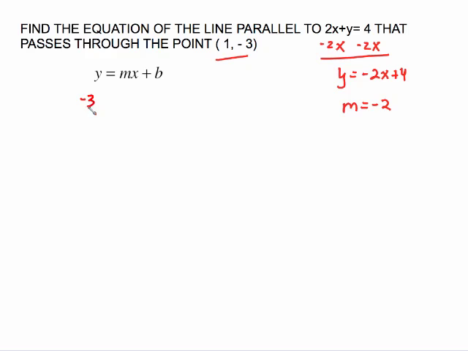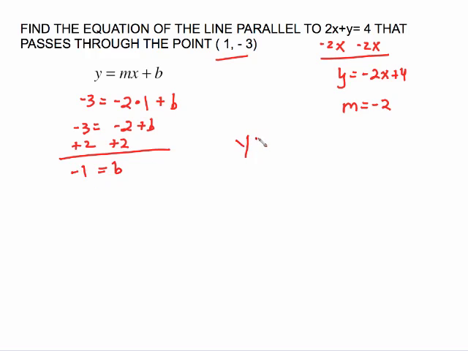So -3 equals the slope of -2 times 1 plus b. This is negative 2 plus b equals negative 3. Add 2 to both sides, and we have negative 1 for b. So this is y equals negative 2x, that was my slope, minus 1.